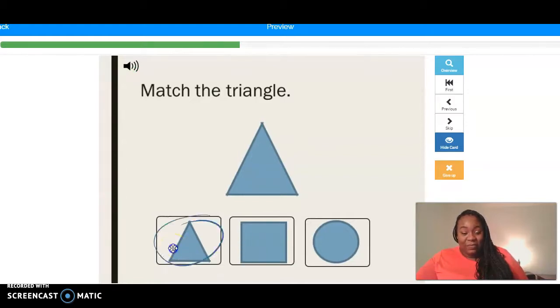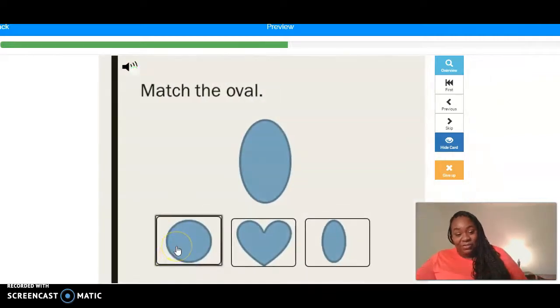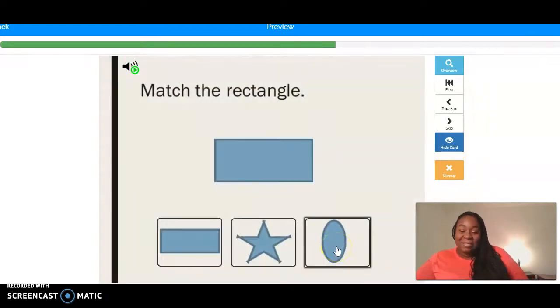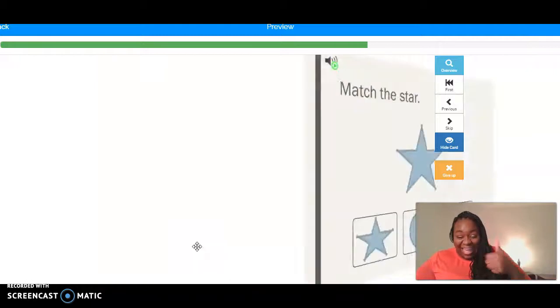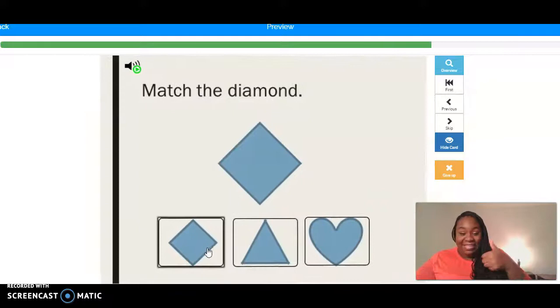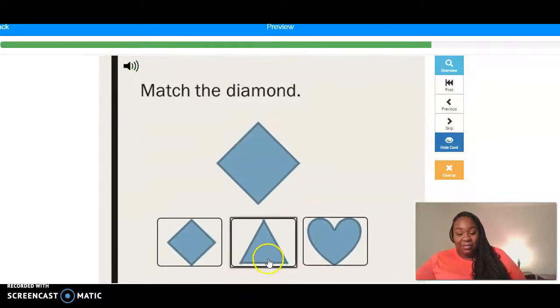This one? Oval. No, that's a heart. This one? Point to it. Is this it? This one? That's a star. This one? This? No, that's a triangle. This diamond. Let's see.